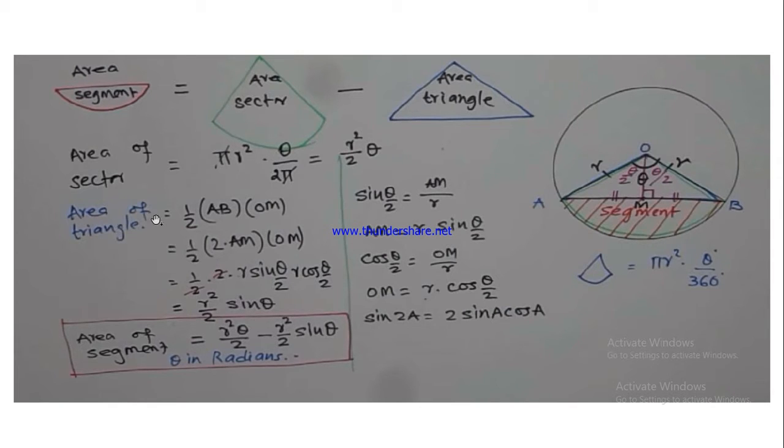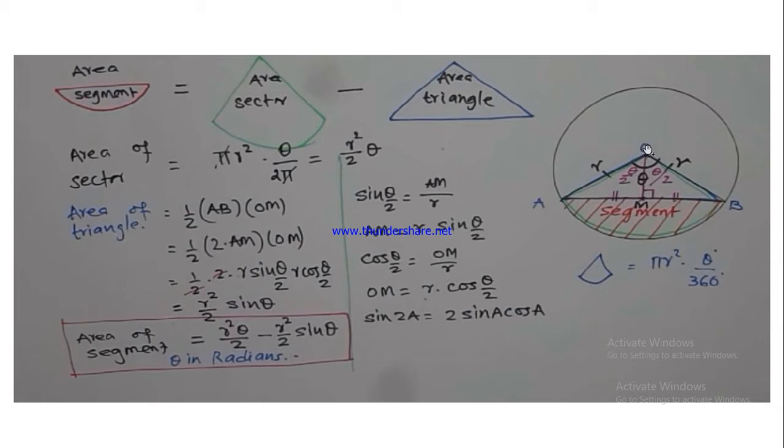Now we have to find the area of the triangle. To find the area of the triangle AOB, we will construct a perpendicular from O to the base AB. Now the area of the triangle becomes half into AB into OM. Here the base is AB and the perpendicular is OM. Now we have to find the expressions for these two, AB and OM.